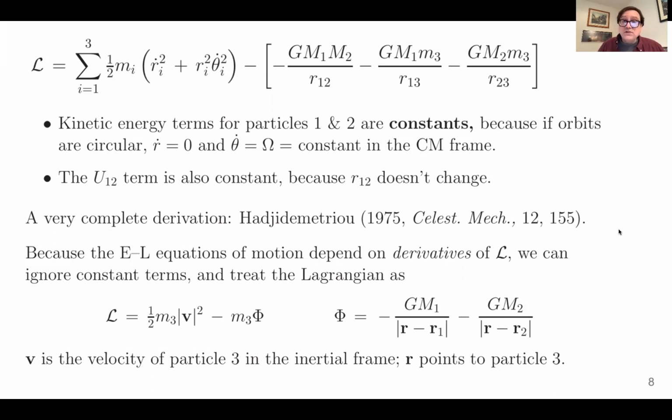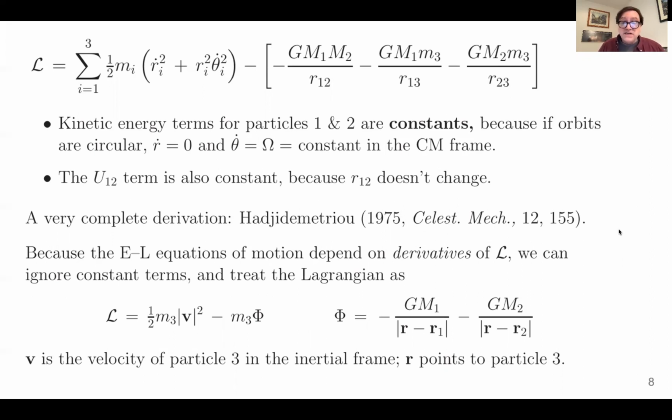When we write out the Euler-Lagrange equations, we're taking derivatives of the Lagrangian. So any constant term is just not going to appear in those Euler-Lagrange equations. So we might as well just ignore them. We can just as well assume those constants are 0 in the Lagrangian. Well, if we do that, there's only one kinetic energy term left. That's the kinetic energy of our massless particle 3.